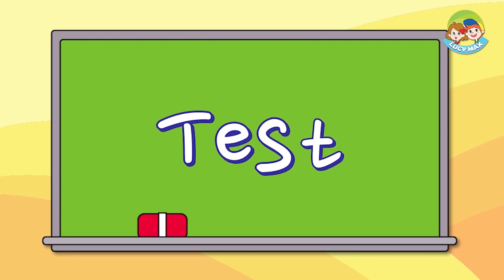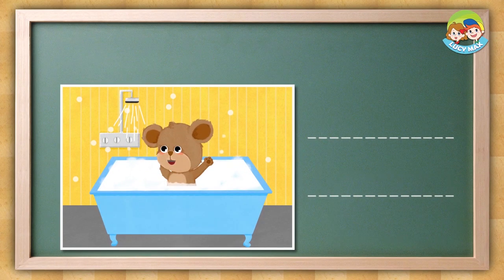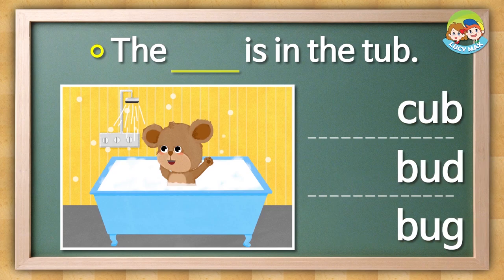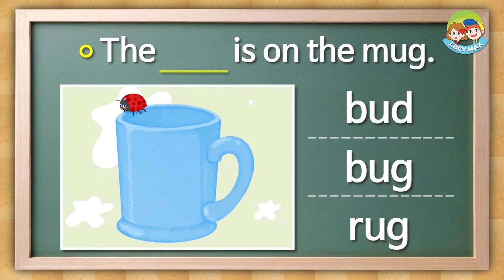It's time for a test. You find the right words for the blanks. First, look at the picture and then choose the word. Are you ready? Look at the picture and choose the word for the blank. The blank is in the tub. Is it cub, bud, or bug? The answer is this. The blank is on the mug. Is it bud, bug, or rug?